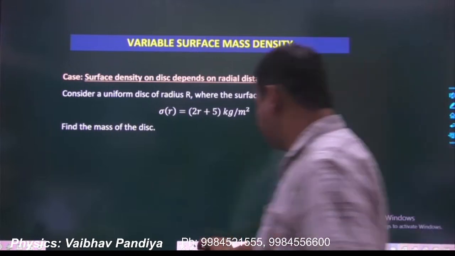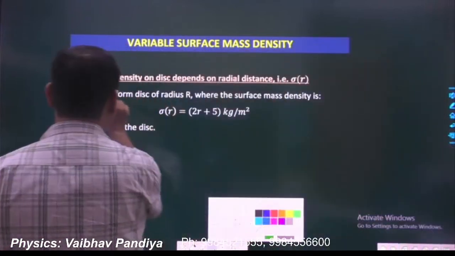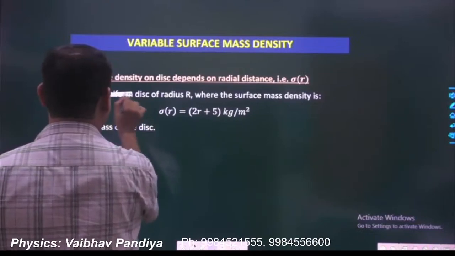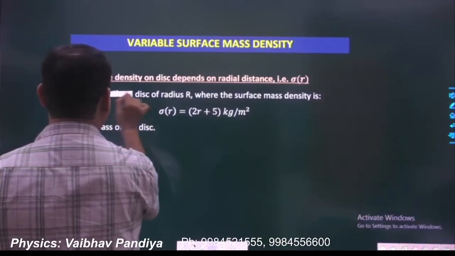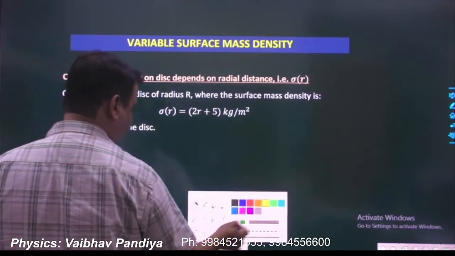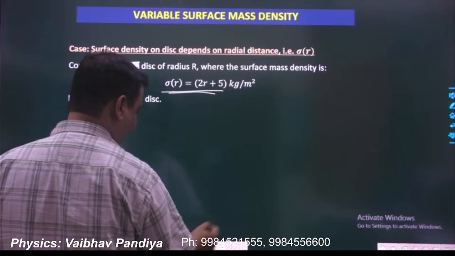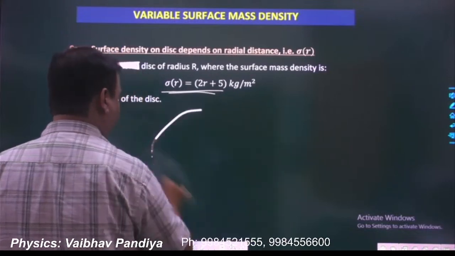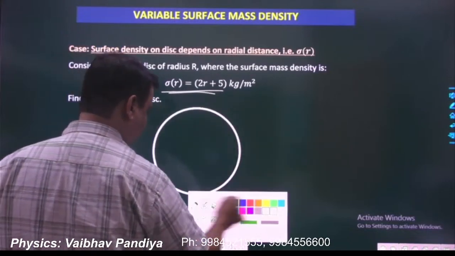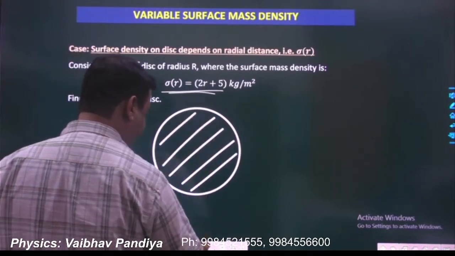Now see the second illustration. The same typographical mistake is there. It's written uniform, so please correct it. It's not uniform. Had it been uniform, then sigma would have been constant, and it's a problem of variable sigma. So now I think you can do this yourself. Simply there is another function. So I am leaving this as an exercise for you. The same approach will be there. And in DPP, there will be more problems for more practice and fluency.